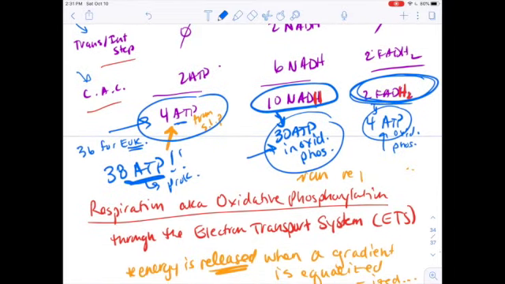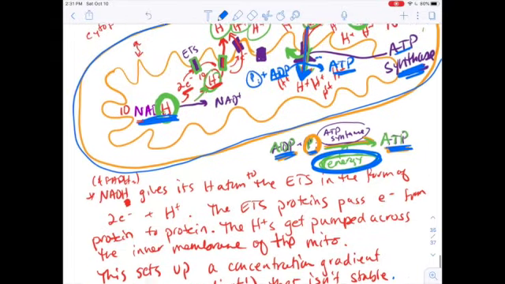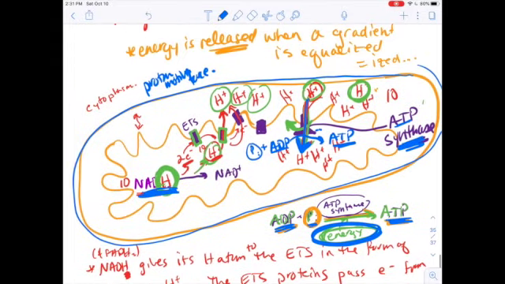There we go. So that is a lot. Look at this hot mess. It's a beautiful mess.